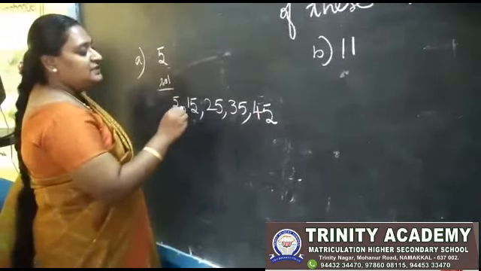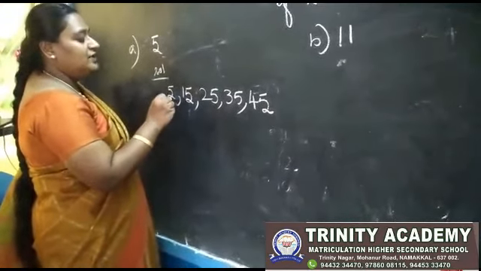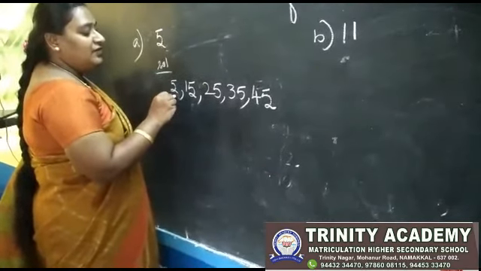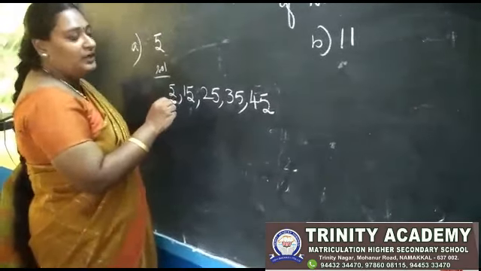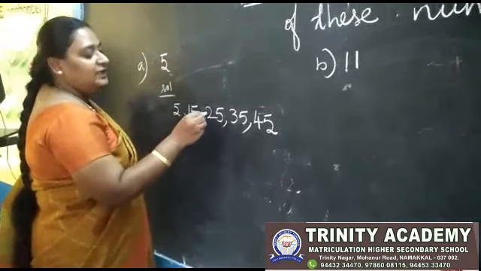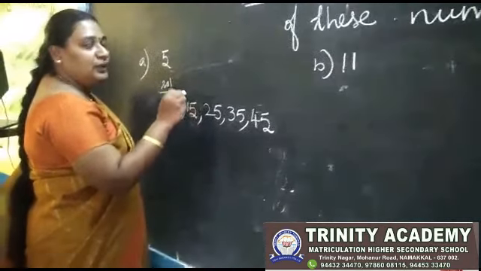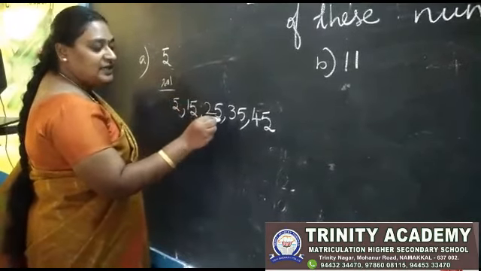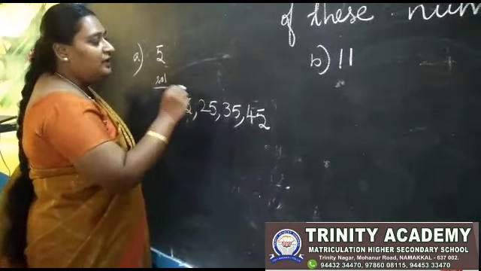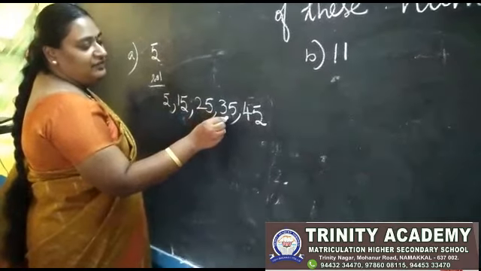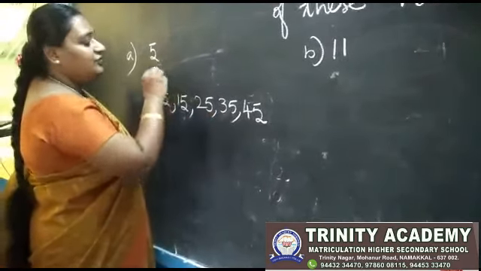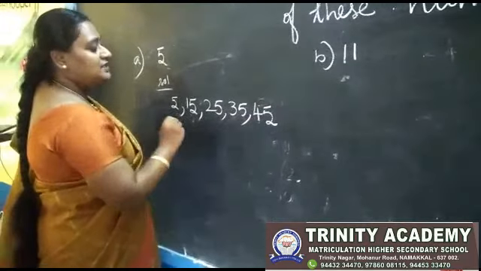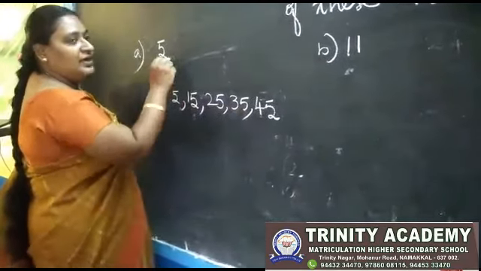You see here, we have to find the first 5 odd multiples of 5. So 5 1s are 5, 5 2s are 10, which is not an odd multiple. So 5 3s are 15. 5 4s are 20, 20 is not an odd multiple. 5 5s are 25, 5 6s are 30, 30 is not an odd multiple. 5 7s are 35, 35 is an odd multiple of 5. 5 9s are 45. So these are the first 5 odd multiples of 5.